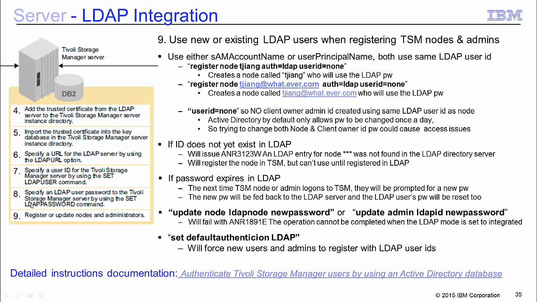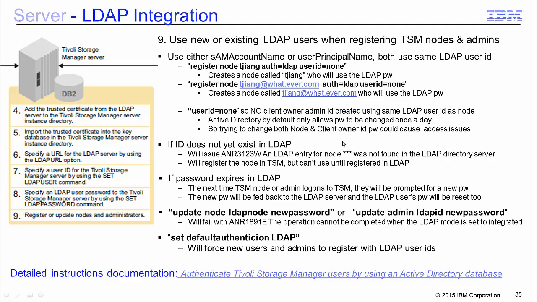If the password for the nodes created using authority equals LDAP expires inside of LDAP, the next time the TSM node tries to log on, they will be prompted for a new password. That password will then be sent back to the LDAP server and updated there as well. If you tried to do an update node command inside of Spectrum Protect for a node created with authority equals LDAP, it will fail, and it'll basically say the operation cannot be completed when LDAP mode is set to integrated.